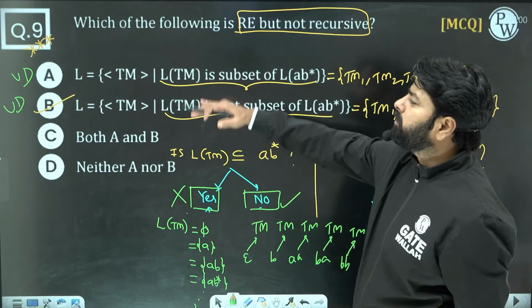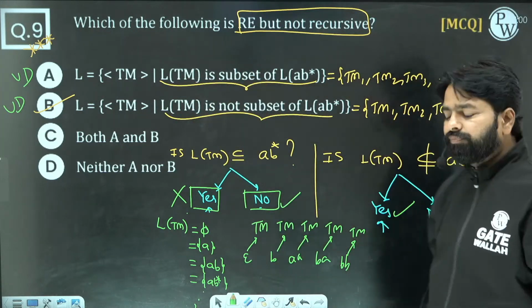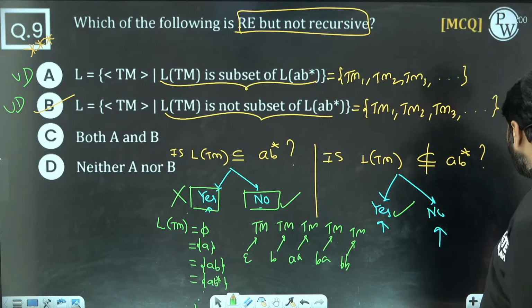So A and B both are undecidable, but B has a Turing machine, and A does not have a Turing machine. Okay. Anyhow, if you're not clear, just be careful.